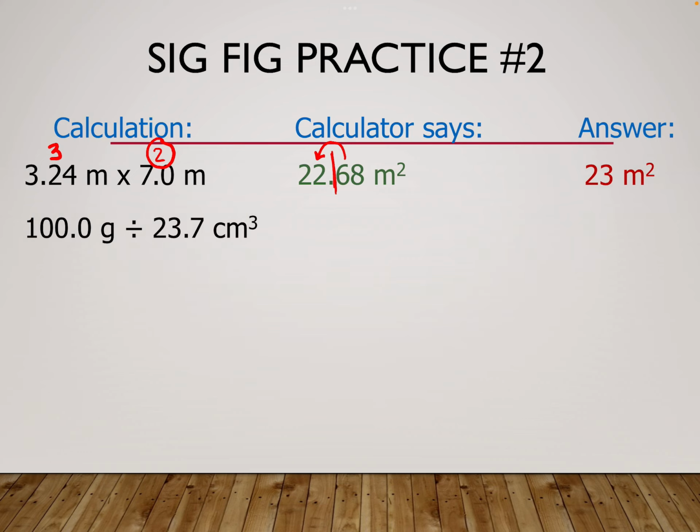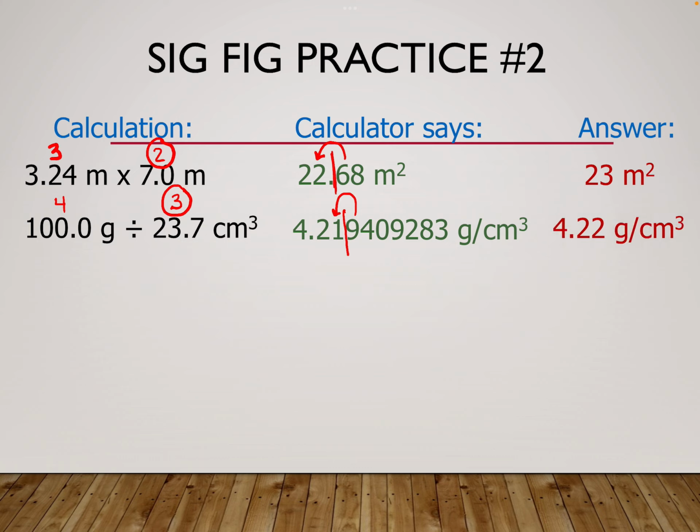Okay, let's try another one. So here we have 4 sig figs versus 3 sig figs. If we punch it in the calculator, we get this, right? Which would be really precise, but it's not, right? We have to match our least precise measurement. So we can only keep 3 significant figures. So again, that 9 rounds up the 1 and we'll get 4.22.